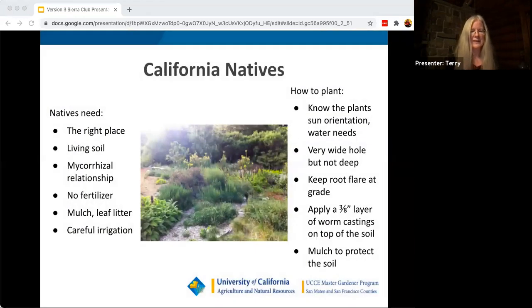Next slide. California natives need the right place. They really need living soil. They're not going to be happy in really compacted soil. They need a mycorrhizal relationship. They really don't want fertilizer. They need mulch or leaf litter, and they need really, really careful irrigation. And in some cases where we live, once we get the natives established after the first summer, we don't need to do any irrigation.